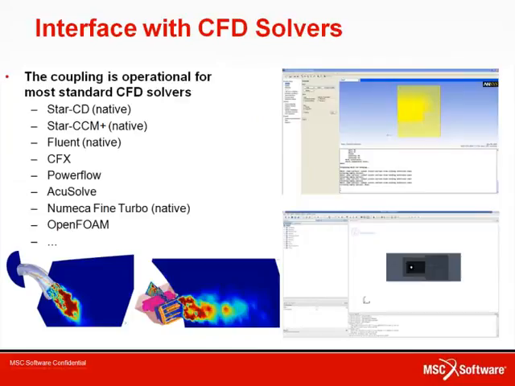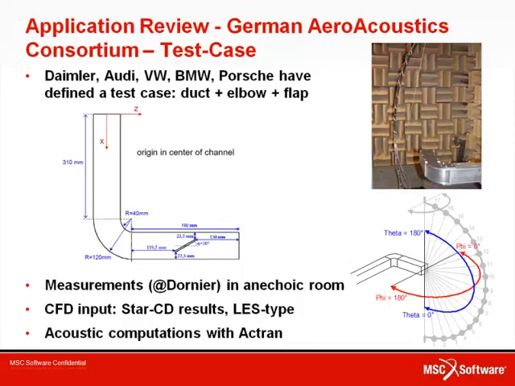So Actran is coupled with the vast majority of CFD solvers, and for the most popular ones, such as StarCD, StarCCM+, and Fluent, Actran directly reads the native CFD mesh and result files. And for other CFD packages, the interface relies on the Insight Gold format that is output by most of the CFD solvers. So in the next slide, we will review some examples of application.